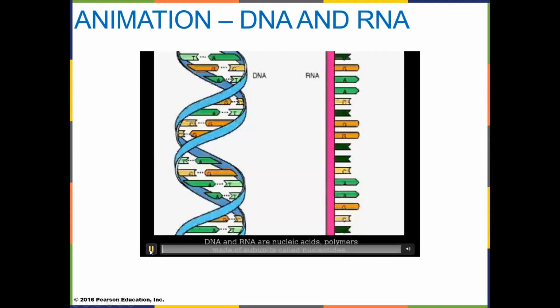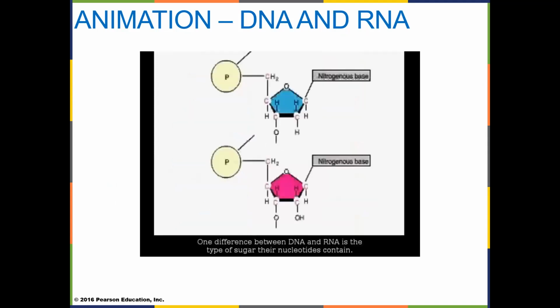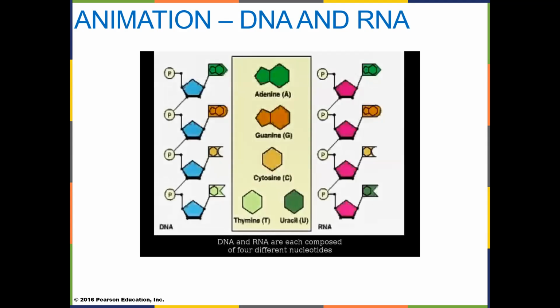Okay. DNA and RNA are nucleic acids, polymers made of subunits called nucleotides. One difference between DNA and RNA is the type of sugar their nucleotides contain. DNA contains the sugar deoxyribose, while RNA contains the sugar ribose. Ribose has 1 more oxygen atom than deoxyribose. DNA and RNA are each composed of 4 different nucleotides, which differ in their nitrogenous bases. 3 of the 4 bases are the same in DNA and RNA: adenine, guanine, and cytosine. The 4th base in DNA is thymine. In RNA, it is uracil.